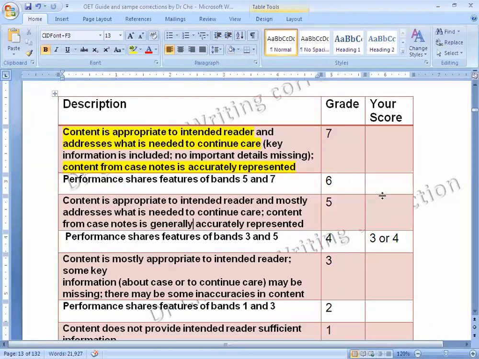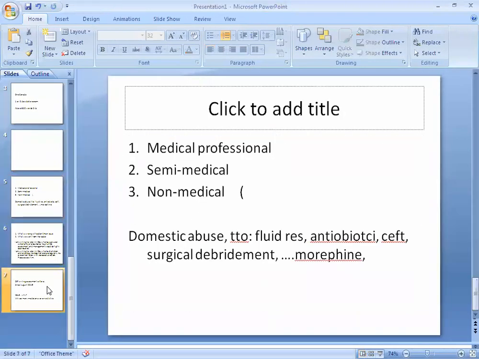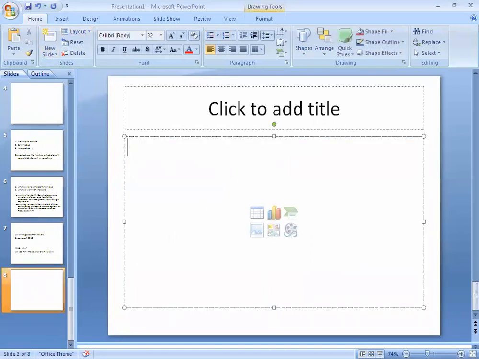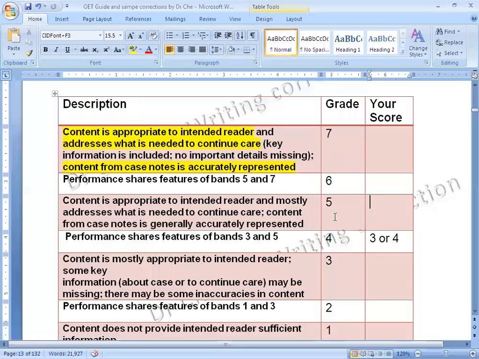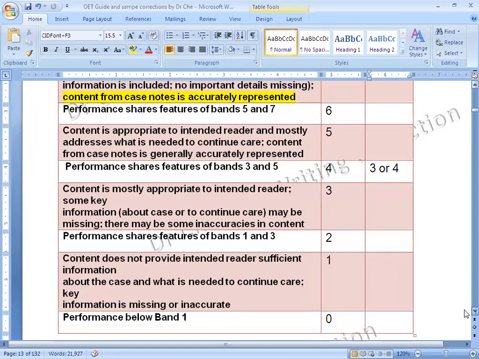Okay, so to get a B grade, let me tell you before we explain next, we should get at least 2 in purpose, and there are 5 more criteria, total 6. So we should get 5 in each of them, and 2 in purpose, to get a B grade. Content is clear. This student got 3 or 4 in content. So will he get a B grade? No.